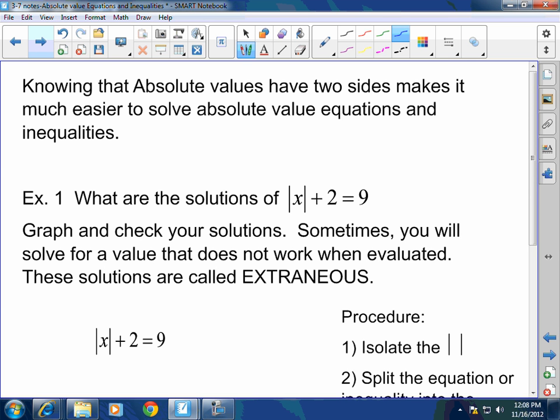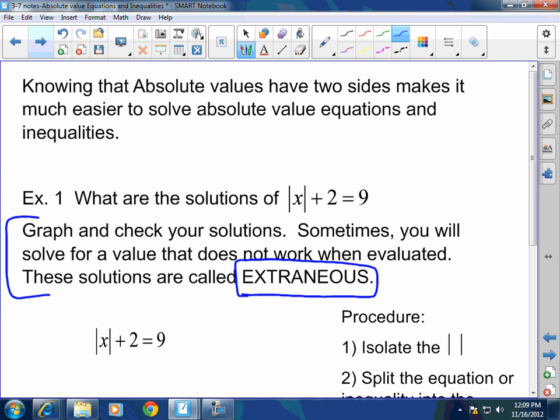What are the solutions of the absolute value of x plus 2 equals 9? Now, please read down here. Graph and check your solutions. You have to check your solutions because sometimes you will solve for a value that does not work when evaluated. So let's say you have x equals 5. When you plug that back in, that's called evaluating. Sometimes it will not work. These solutions are called extraneous, and we'll go over that as we continue the lesson. Those are called extraneous solutions.